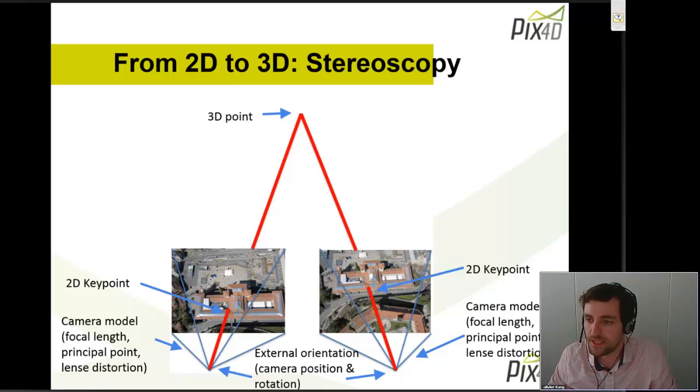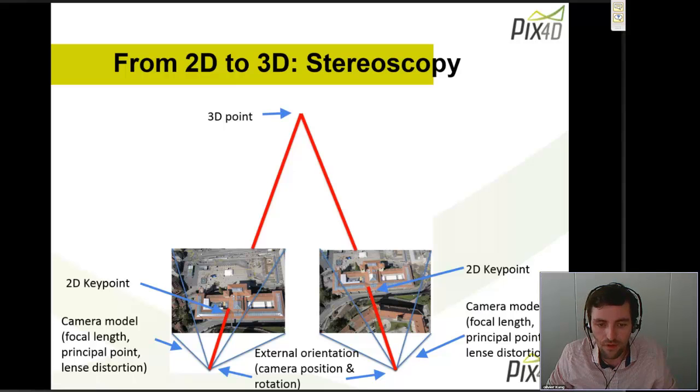Now, to be a bit more specific about the real process happening in Pix4D Mapper, this would be a standard 2D image taken at two different locations. The first step the software does is to check for key points. A key point is basically an interesting place in the image. In that image, it could be the corner of this building.